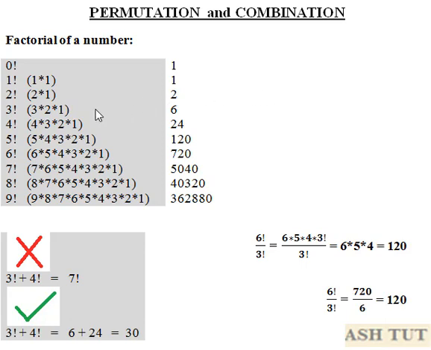So how to solve a factorial? For example, 4 factorial. You write that number 4 and you write the numbers that come before 4. So 3 comes before 4, 2 comes before 3 and 1 comes before 2. You have to write up to 1 and you have to put multiply signs between them. And now multiply them. 4 into 3 is 12, 12 into 2 is 24, 24 into 1 is 24. So the answer of 4 factorial is 24.